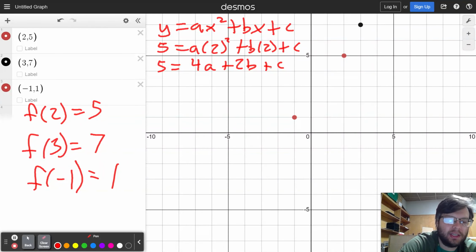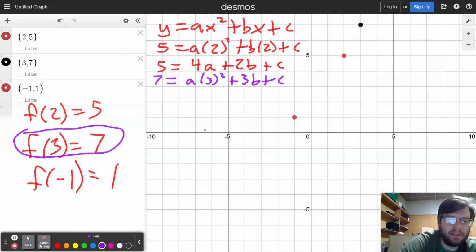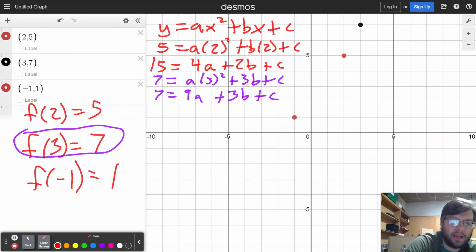Now let's write our second equation using my second point. I'll circle it in purple to make it clear. 7 equals a times 3 squared plus 3b plus c. So 7 equals 9a plus 3b plus c. I'm going to grab my red equation and copy it right down here again because they have a lot of pieces in common.